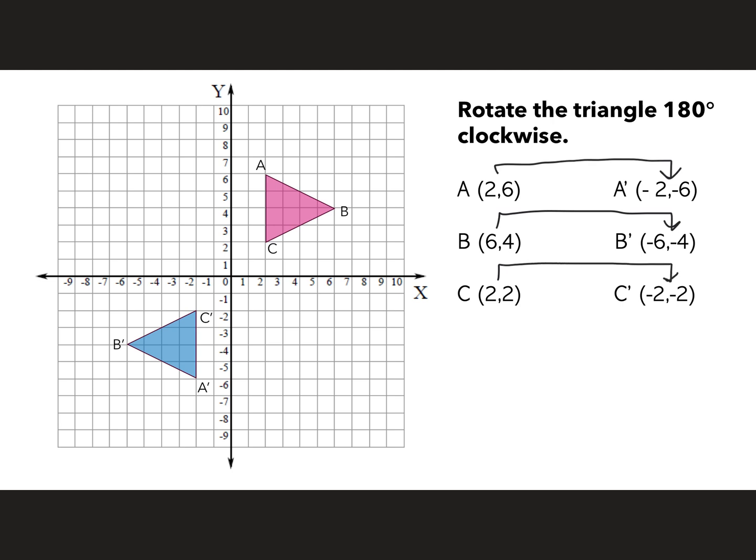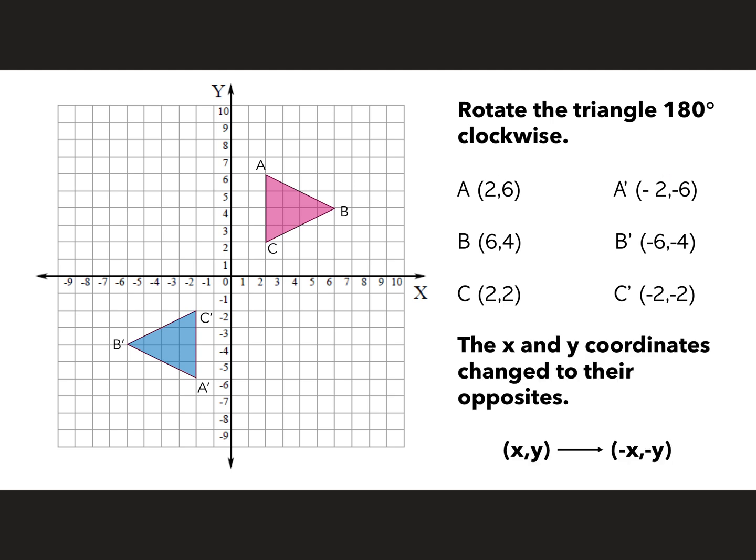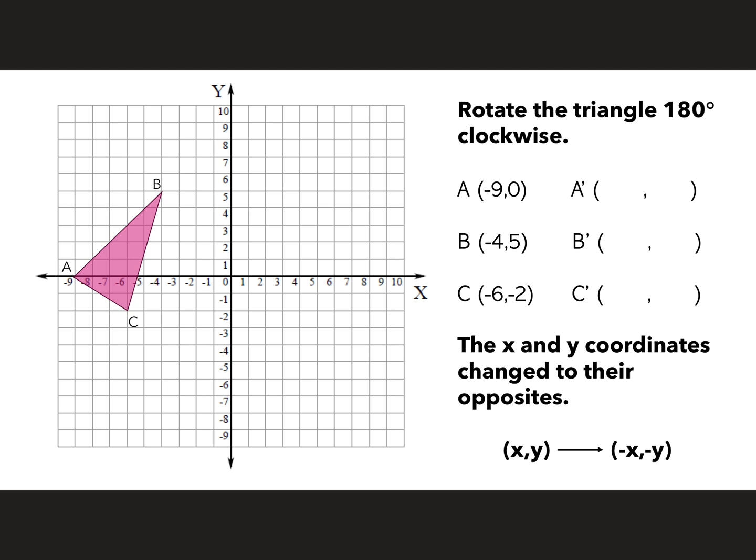What have you noticed? Well, hopefully you noticed that every X and every Y just changed to its opposite. Now, if you said it changed to its negative, we can't always do that because sometimes it starts in the negatives, but it changes to its opposite. So here is the algebra rule if you didn't want to write all the words, and that is my X and Y changed to -X, -Y, which again just means the opposite of the X and the opposite of the Y. So let's use this rule to rotate 180 degrees.